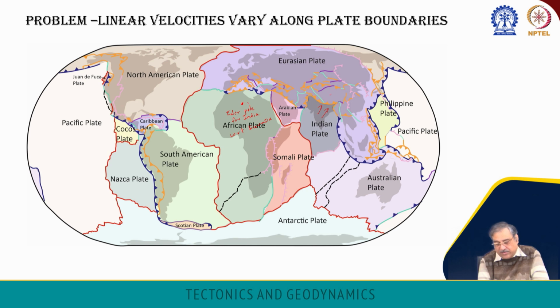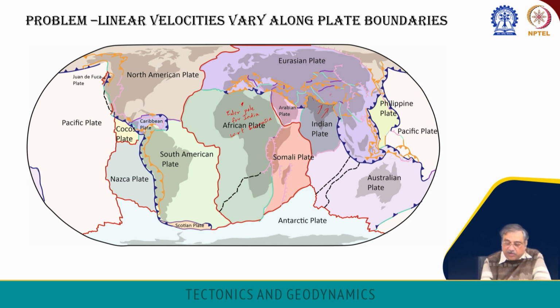Now, what does this mean? So the velocity that you get at any point on this boundary would actually be proportional to its angular distance from this particular point with respect to the angular velocity here. And so the linear velocity along the plate boundary between India and Eurasia would vary according to the angular distance from this Euler pole. So this would be the case for all other plate boundaries we know of.